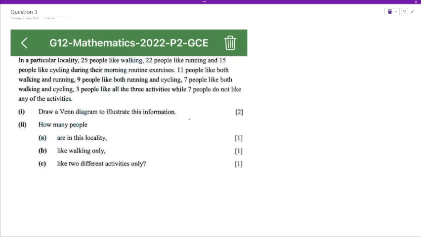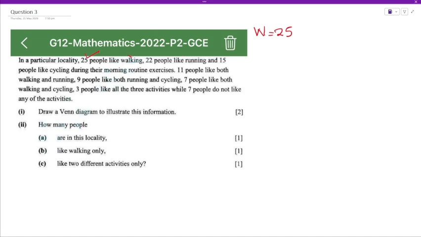Same thing again. In a particular locality, 25 people like walking. So here there is no total. The question has just started with specifying sets. So we have these people that like walking. So meaning obviously they will ask us to find the total. How many people are in this locality? You've seen? Okay, if they don't give you the total, they will ask you to find the total. So if you do not plug in the correct values in the right places, you get that one wrong.